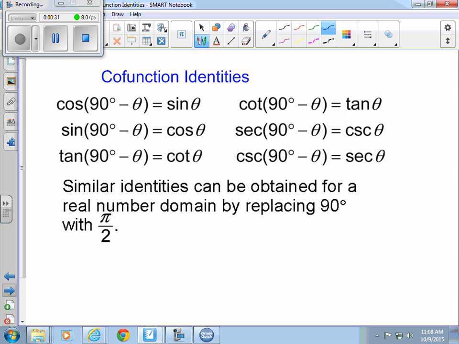These could equally be written with pi over 2 instead of 90 degrees. What that means is that the sine of 30 degrees is equal to the cosine of 60 degrees. Is that true? Yeah. So that's what these identities mean. So they're cofunction identities. It comes from those triangles. The other angle in a right triangle gives you the complementary angle. So that's where these come from.